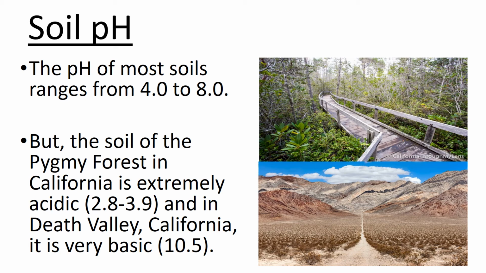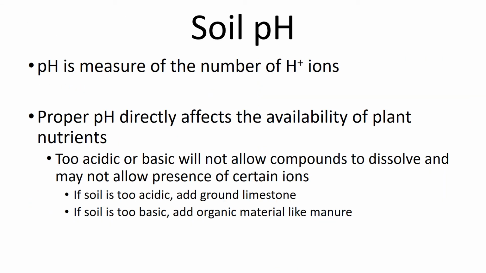Soil pH is another property. Most soils are in the pH range of 4 to 8. There are other ones that are super acidic or very, very basic, but in general, soils are in this 4 to 8 range. And I'm sure that you know what pH is, but just in case you don't, pH is a measure of how many hydrogen ions you actually have in solution. And so pH affects the availability of plant nutrients. If the soil is too acidic or too basic, compounds aren't going to dissolve because that positively charged hydrogen ion is going to affect the other ions around it.